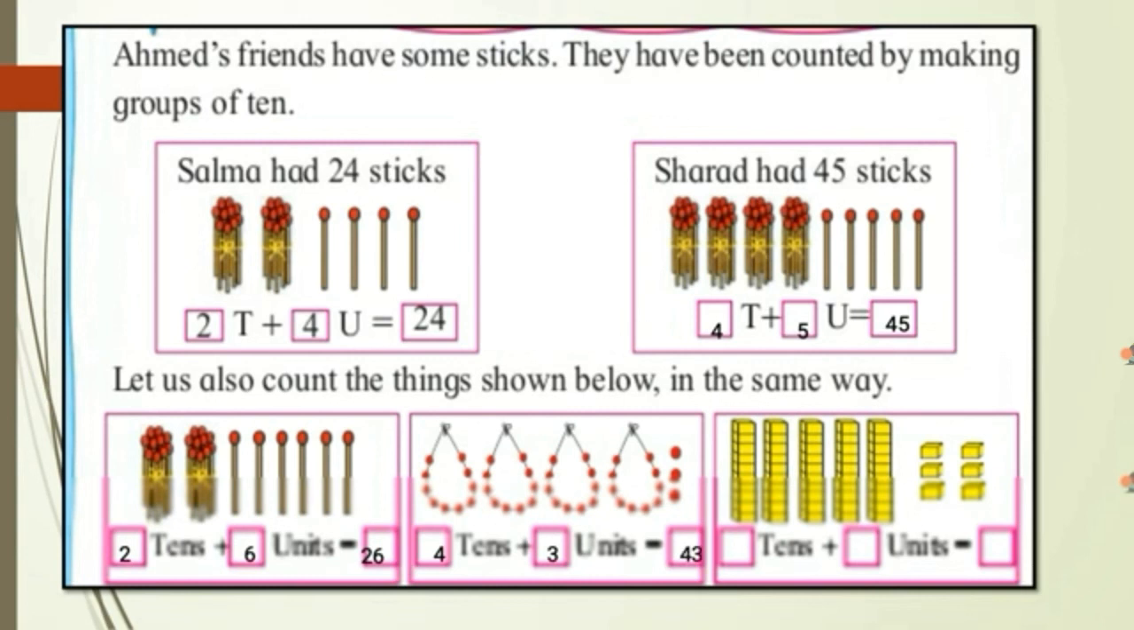Okay. You can see here. Count all the cubes. How many tens are here? 1, 2, 3, 4, 5. That means 50. Okay. So there are 5 tens. And how many loose cubes are here? 1, 2, 3, 4, 5, 6. 6. Okay. Then we get the number 56.